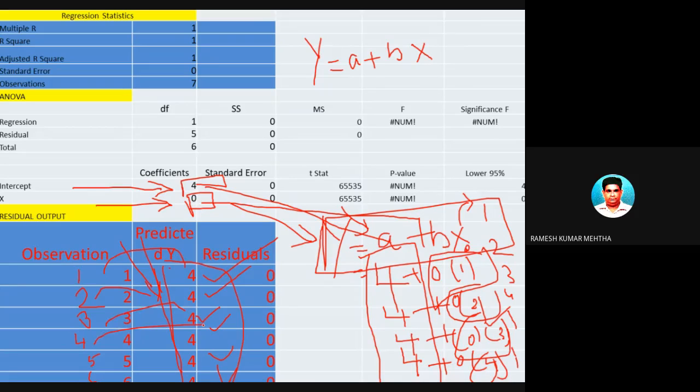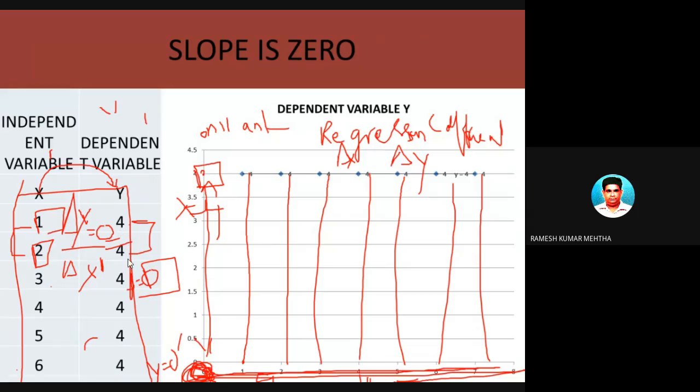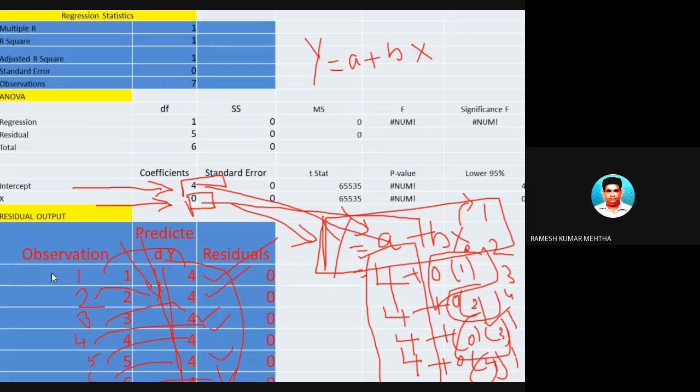This was predicted. And what was the actual value? The actual values are also 4, 4, 4, 4, 4, 4, 4. Now what has happened? My actual value was 4, and the predicted value was also 4, and hence the residual is 0. When the actual value of y was 4, the predicted value was also 4, and the value of the residual is 0.